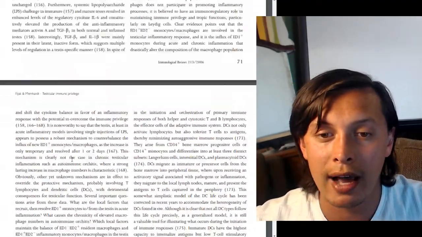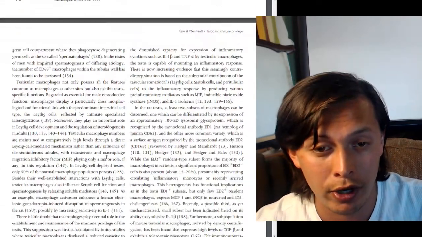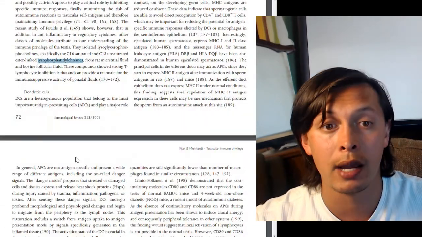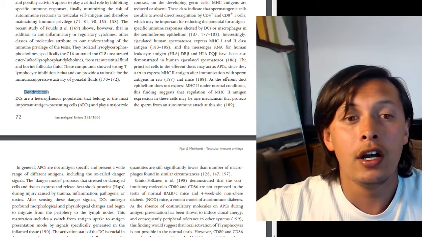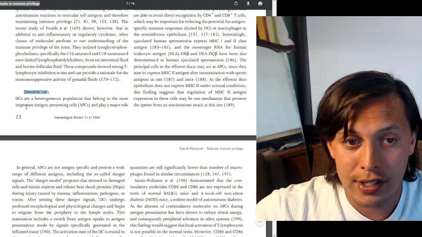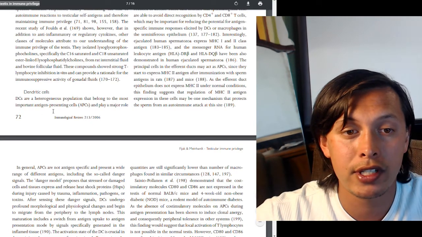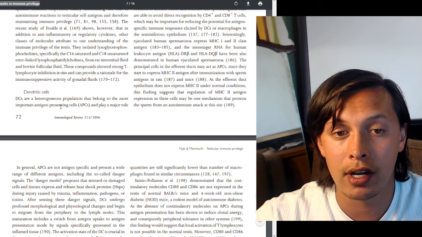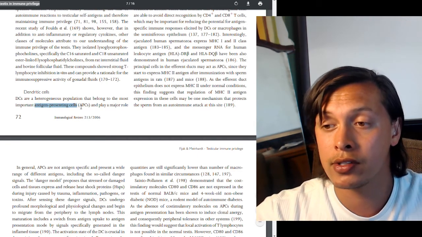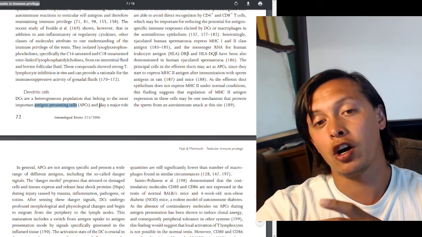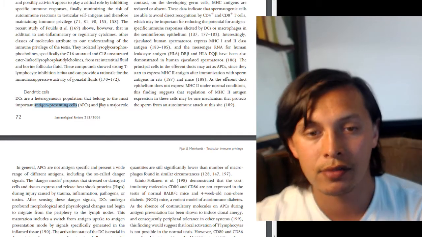So that was just the macrophages. And now we are moving to a different immune cell type, the dendritic cells. So dendritic cells, or DCs, are a heterogeneous population that belong to the most important antigen-presenting cells. Antigen-presenting cells are immune cells that present different types of antigens on their surfaces.